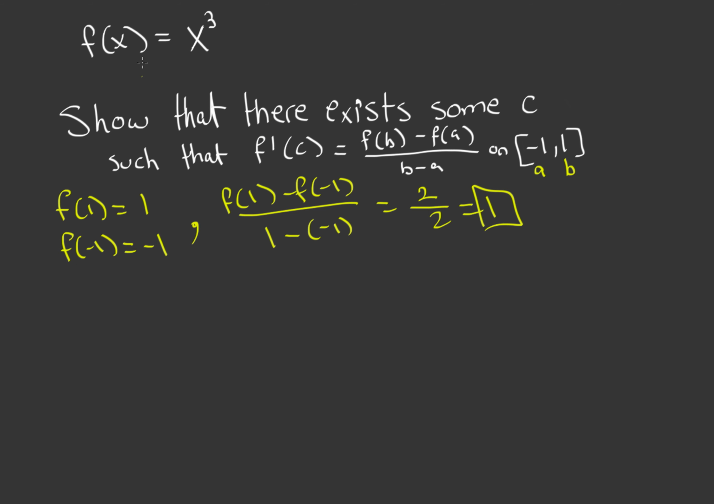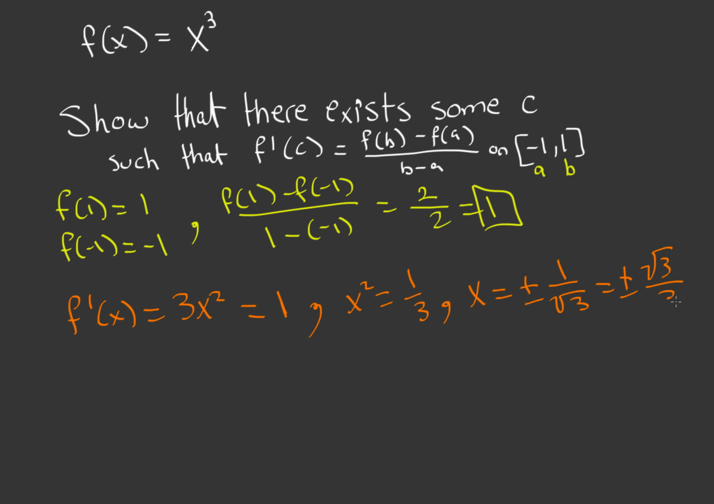So if we take the derivative, let's make this our second step, f prime of x is equal to 3x squared. And we want to set this equal to 1. So we have x squared is equal to 1/3. So x is equal to plus or minus 1 over radical 3. Or you can also say plus or minus radical 3 over 3.